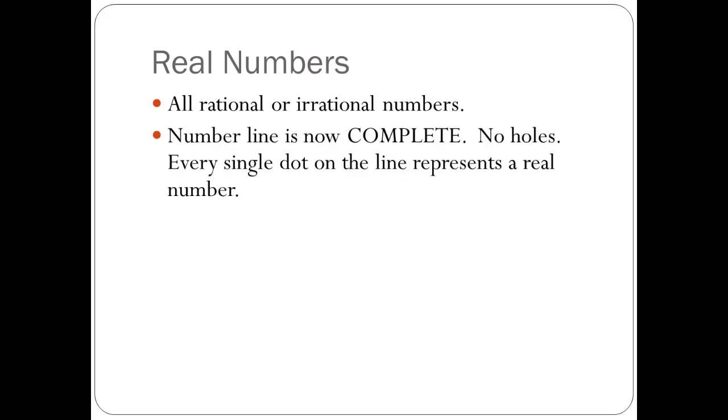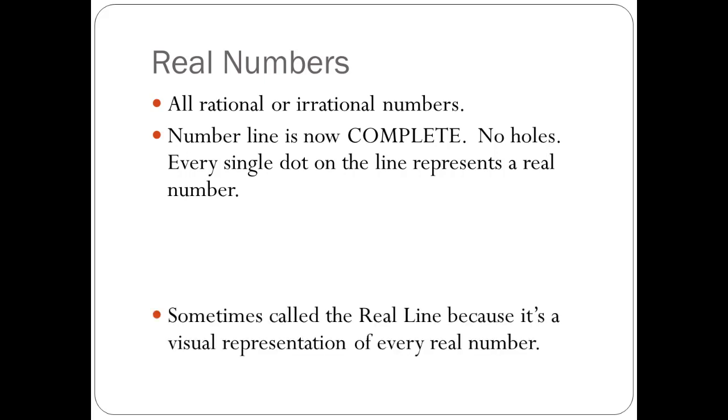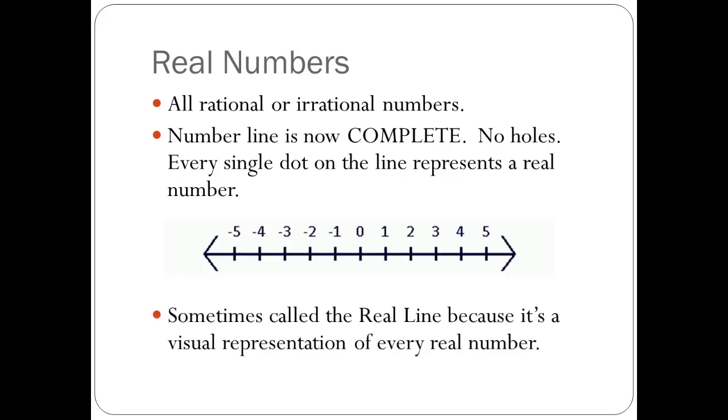And coming to the end here, real numbers are just the set of all rational or irrational numbers. Once you collect those two sets together, we have a complete number line. Every single dot on the number line is a real number, represents a real number. There are no holes left. And sometimes it's called the real line instead of a number line because it is literally a visual representation of every real number.